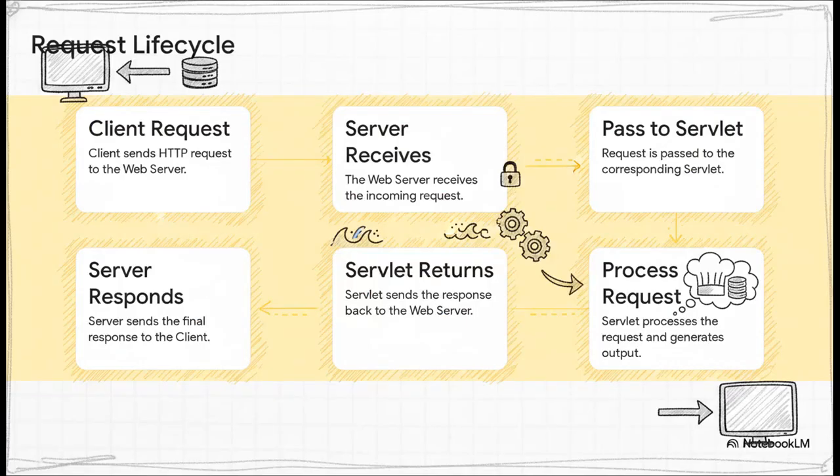Let's walk through the exact journey of a request so you can see this in action. Step 1. The client, let's say it's your web browser, sends an HTTP request to the web server. Step 2. The web server receives it but realizes, hey, I need dynamic content for this. So step 3, it passes that request over to the corresponding servlet via our container manager. Now step 4 is where the chef gets to work. The servlet processes the request, maybe queries a database, and generates an output like an HTML page.